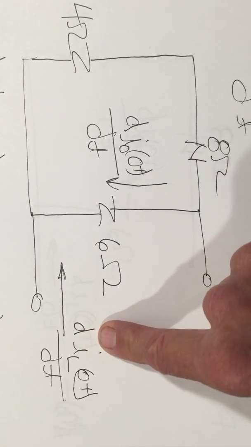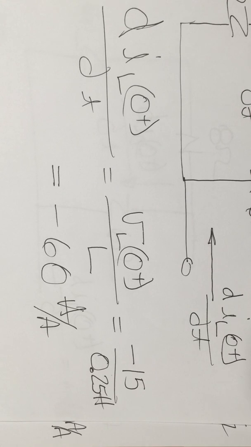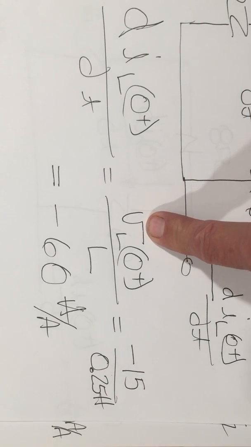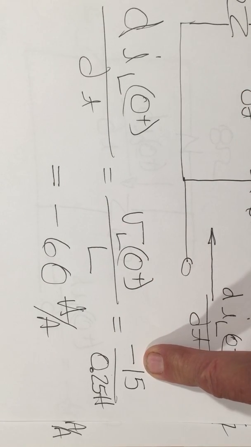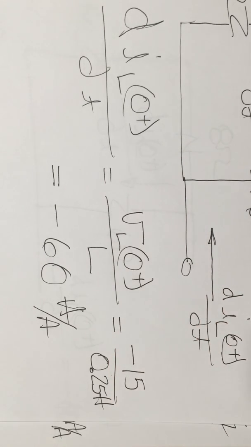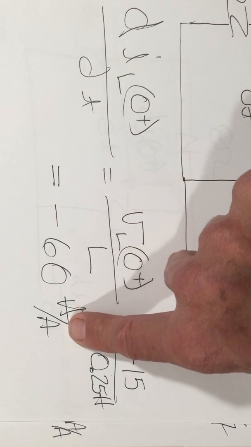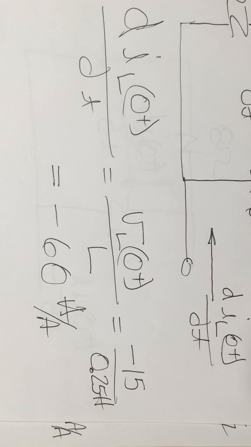I'm going to find dIL(0+)/dt first. Using Ohm's law, dIL(0+)/dt equals VL(0+) divided by L. I found a value for VL(0+), which was minus 15 volts, divided by 0.25 henries, the total inductance in the circuit, and I get a value of minus 60 amps per amp. Basically, it's unitless, but I'm going to call it amps per amp so I know it's an amp type value. So I've got dIL(0+)/dt.